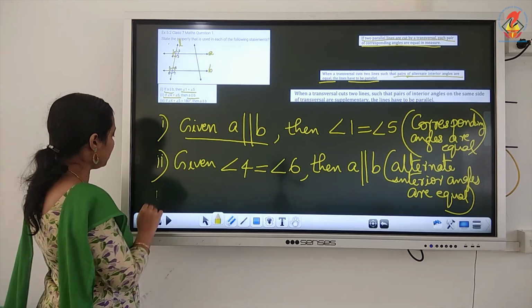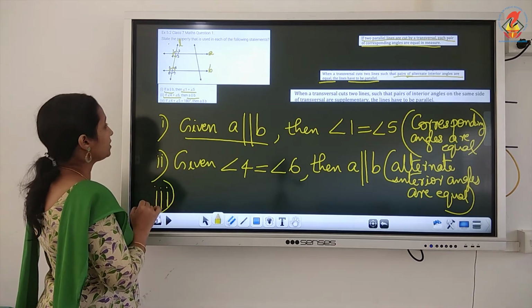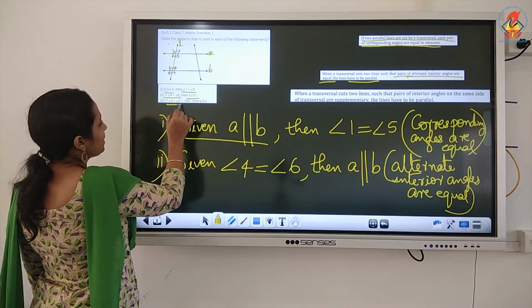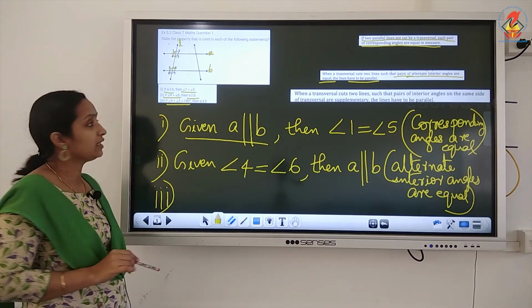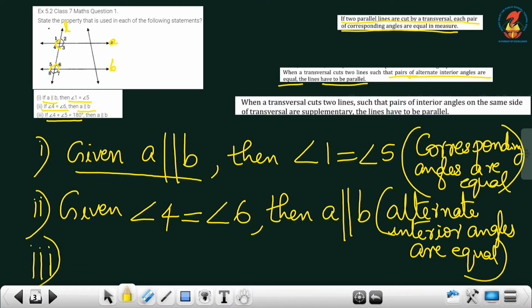Okay, now move to the third question. What is the third question? Angle 4 plus angle 5 is equal to 180 degrees. What is angle 4 and 5? This is angle 4, and this is angle 5. Okay, given angle 4 plus angle 5 is equal to 180 degrees.